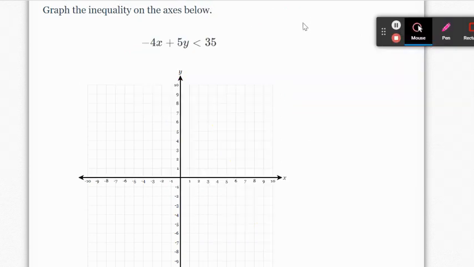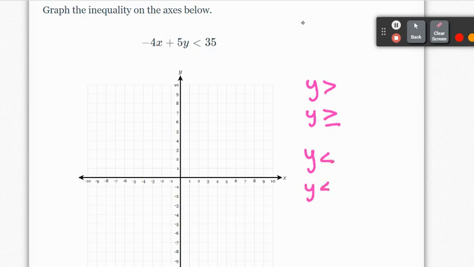So let's try another one. This time, we're presented a problem that's in standard form. And now using my 4 steps that I wrote on the last one, y greater than or equal to, y less than or equal to, what I want to do is make it look like these so that I can use my shading descriptions from that previous example. So I'm going to manipulate this to get it simply into slope-intercept form. I do that in 2 steps.